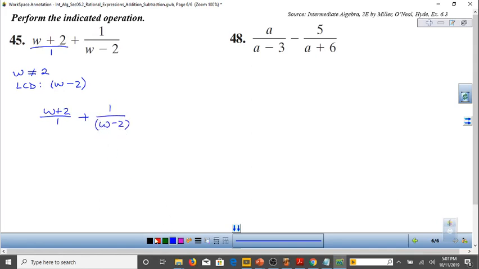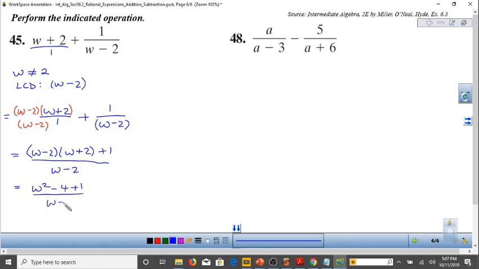To get the common denominator, we only need to get it for the first fraction, so we're going to multiply that by w plus 2. Sorry, by w minus 2. That's the common denominator. So we're multiplying by w minus 2, numerator and denominator. And then we're going to combine. So we have w minus 2 multiplied by w plus 2, sorry, and then plus 1 over the common denominator, w minus 2. When I distribute that, I get w squared minus 4 because it's a product of conjugates. So the answer is a difference of squares. And the denominator is w minus 2.